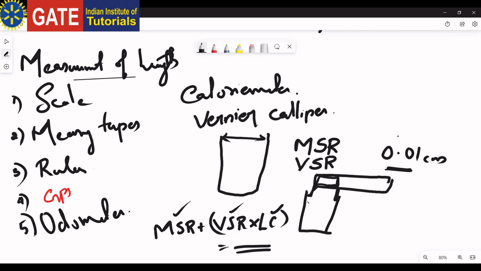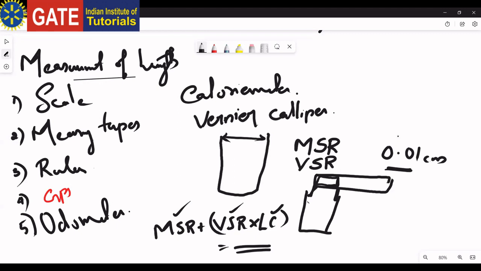If I am asking you to measure the thickness of a paper, or to find the thickness of a metal sheet, can you use a vernier scale? Why? Because the vernier scale can only be read to a minimum of 0.01 centimeter, and the thickness may be even less than 0.01 centimeter.